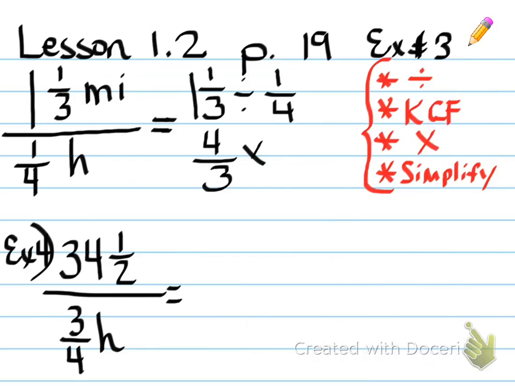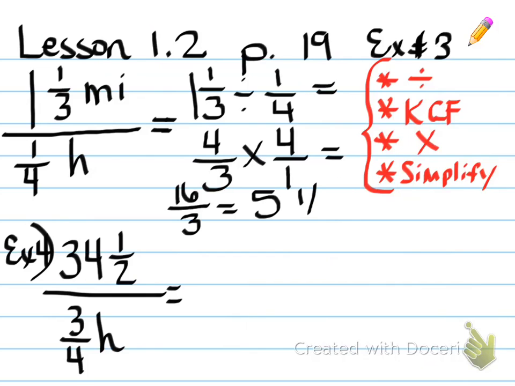Now I'm going to do my keep, change, flip. I'm going to multiply. I'm going to flip this to the reciprocal. Okay, so you see that's been rewritten, and now I should be able to get my final answer, which is 16 over 3, but I really need to change that back to a mixed number. 3 goes into 16 5 whole times, 1 left over, keep the denominator of 3, so you see the answer here.